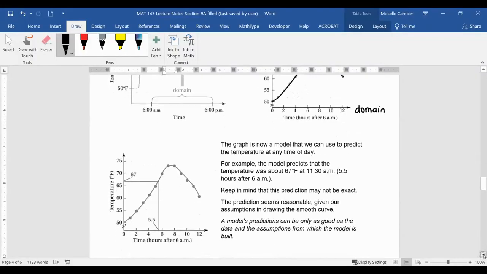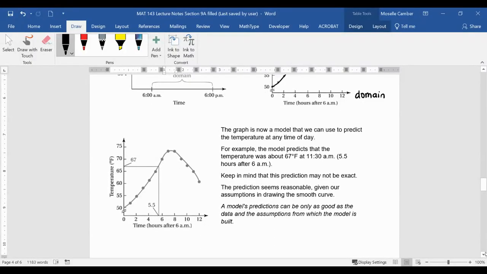So if we were going to predict what the temperature was at 11:30 a.m., this is 5.5 hours after 6 a.m. So I'm going to look at 5.5 here on the graph. I'll do this in red so you can see a little better. I'm looking at 5.5, and I'm going to follow that vertical line up until I hit the graph.